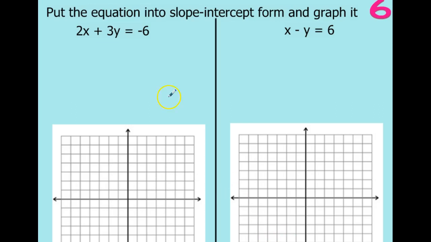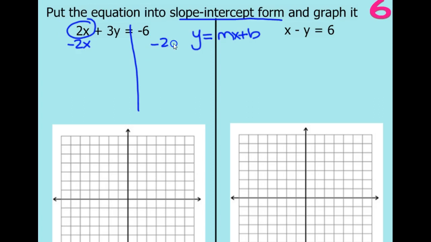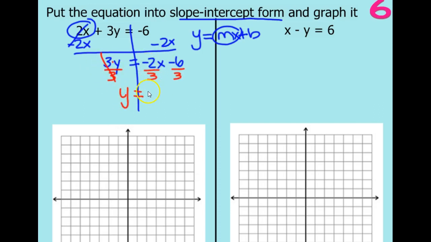Alright. Next it says put the equation into slope-intercept form. That's the form y equals mx plus b, and graph it. So if I solve this for y, I need to move the x's to the other side. I'm going to subtract 2x. So you have 3y. And write your x's first because we want our x's first in our equation. Negative 2x and then minus 6. And then last, the opposite of multiply by 3 is divide by 3. Divide every single term by 3. Now 2 over 3 we can't really simplify, just leave it as 2 over 3x. Minus 6 divided by 3, which is 2.